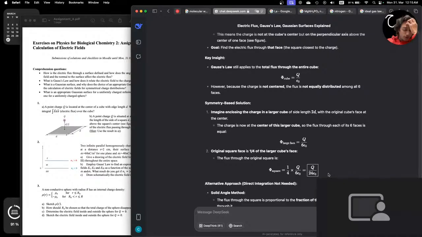The area of the original square face is d square. Now that's d and that's 2d. That's half, right? The flux through the original square is, okay, one fourth. What is the hypotenuse of both the squares?